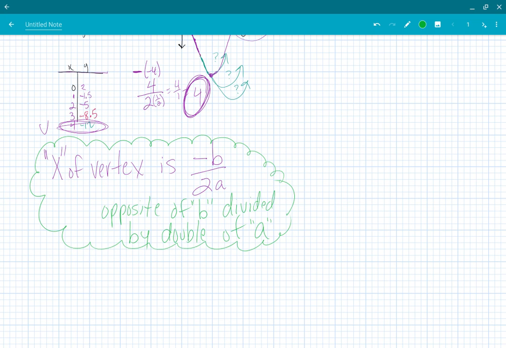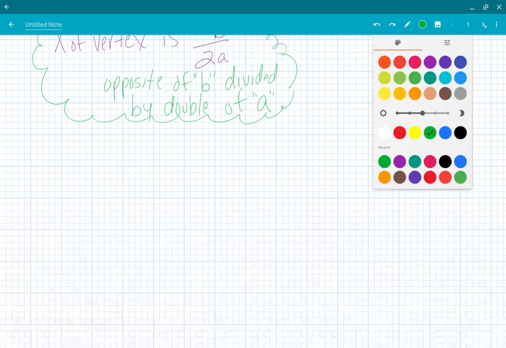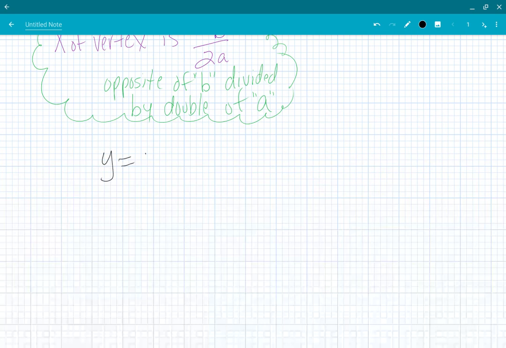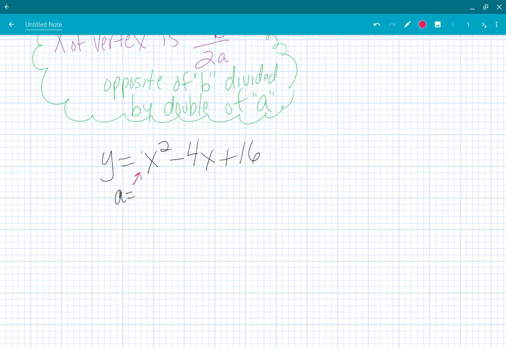Good questions, guys. So let's try one. All right, let's do an equation. Y equals x squared minus 4x plus 16. Let's just write down, what number is A? It's right in front of x squared. And remember, if there is not a number there, by default, what number is it? 1, okay? And B would be this number, and it's not 4, it's -4. Make sense?